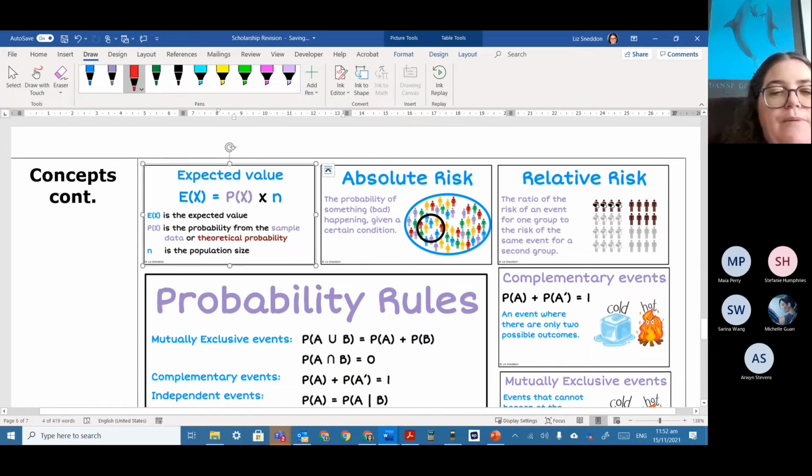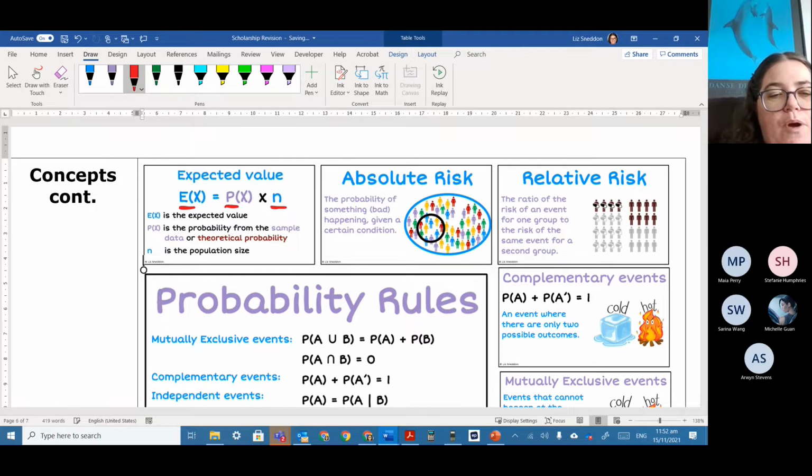Expected value, E equals N times P, is a formula that I'm hoping some of you are familiar with. And so they can ask you to calculate the expected number of.